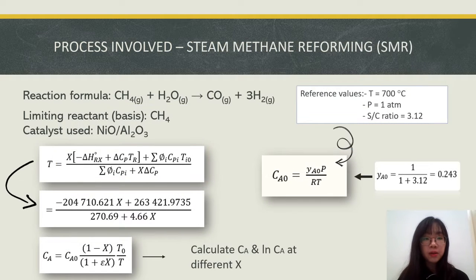For steam methane reforming, the reaction formula is shown here, where methane reacts with steam to produce carbon monoxide and hydrogen. The limiting reactant here is methane, while the catalyst used is NiO/Al2O3. Reference values were taken from the article to calculate the CA0 by using the ideal gas law. Temperature equation here is derived from the energy balance equation, and we can write it in terms of the conversion X. By that, we calculated CA and non-CA at different X.